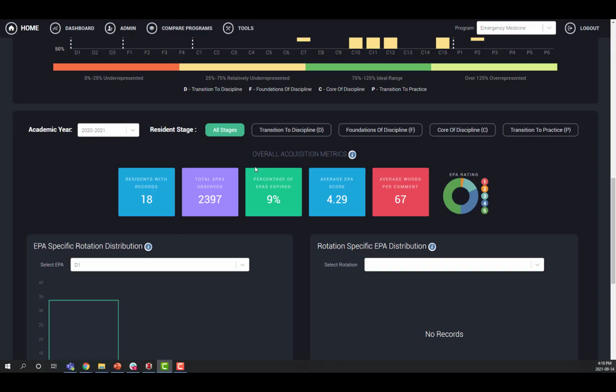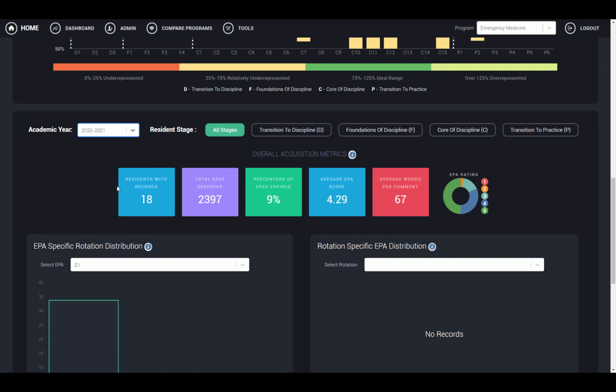Participants requested a broad overview of EPA analytics that would give them a quick understanding of how EPAs are being completed within their program and how that compares to prior years. This element shows EPA analytics from residents in a single residency program for a specified academic year.